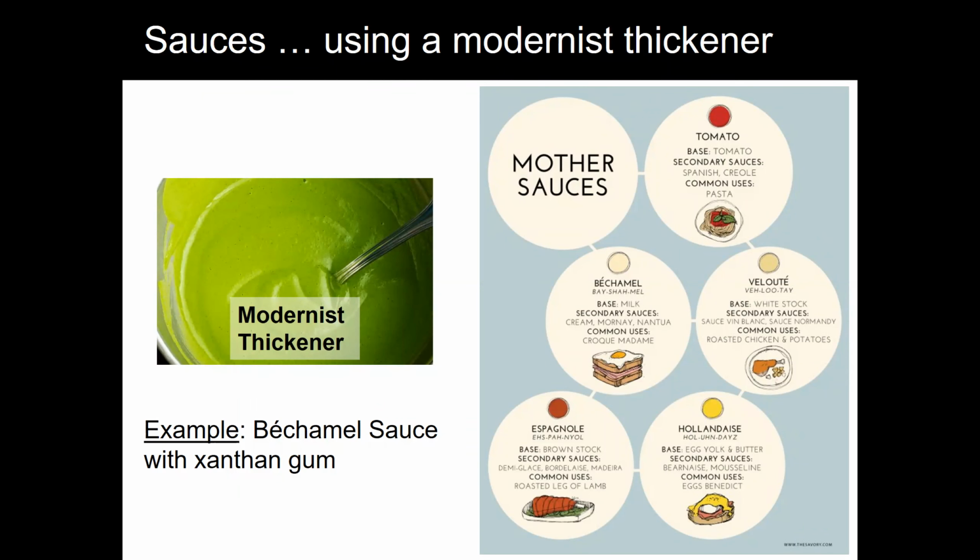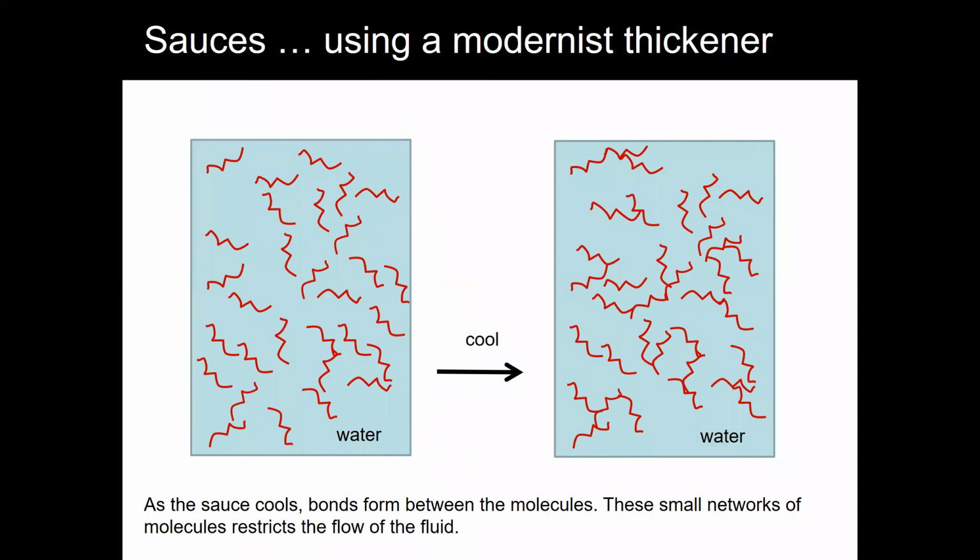The way that we can understand how a modernist thickener works is that these modernist thickeners are long molecules, right? They really get in the way of the liquid that you add them to. When they dissolve into the liquid, they spread out, but they're long molecules. They get in the way, they resist the flow of the liquid, and therefore they increase the viscosity.